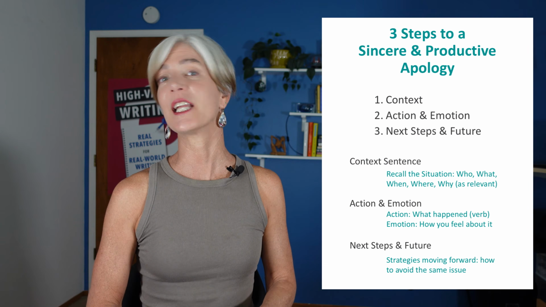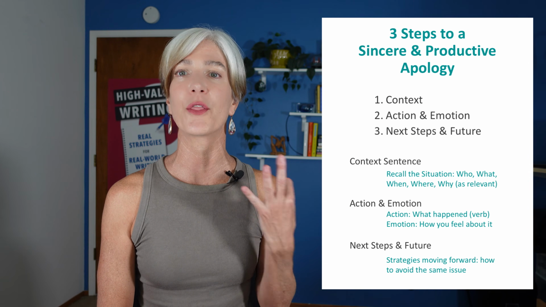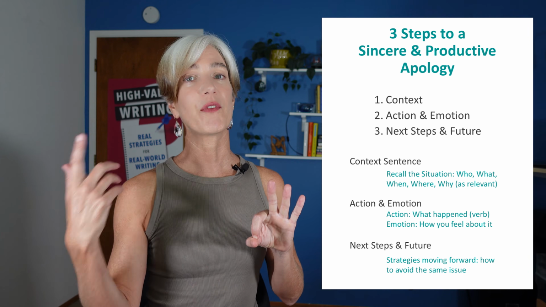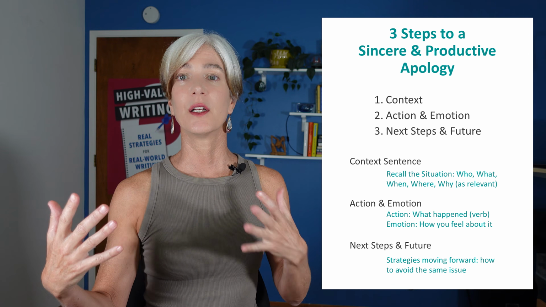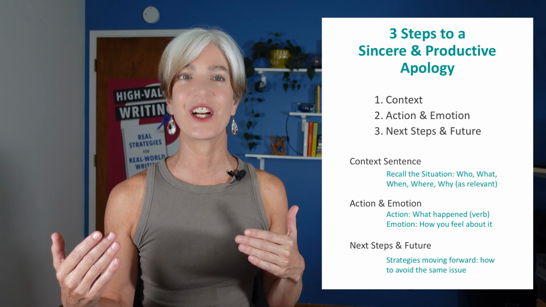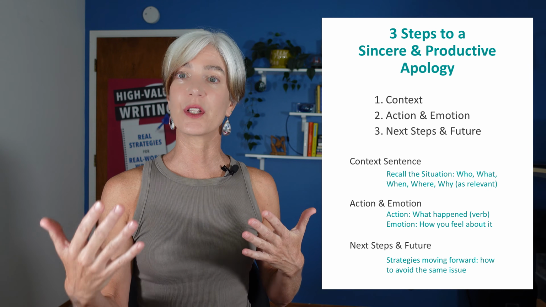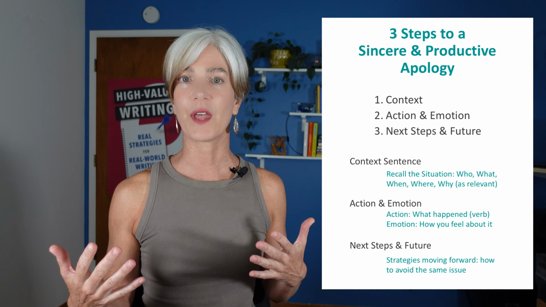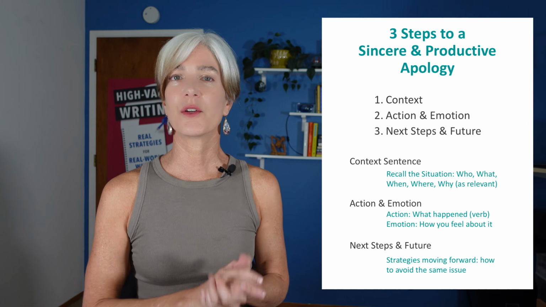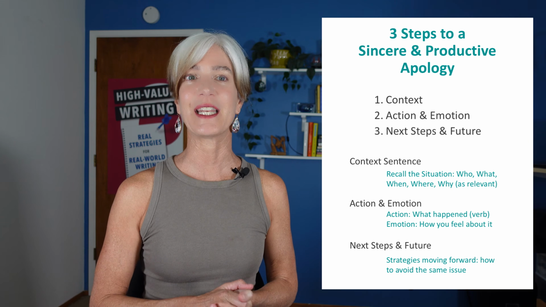Okay, so for a sincere and productive apology, all we need are 3 steps. We want to provide context about what's going on, make sure we're on the same page with our reader. We then want to talk about the action that occurred and any emotion that gave us as a result, how we're feeling about it. And then we want to look to a successful future and talk about any next steps.